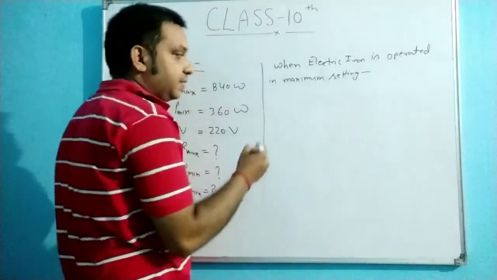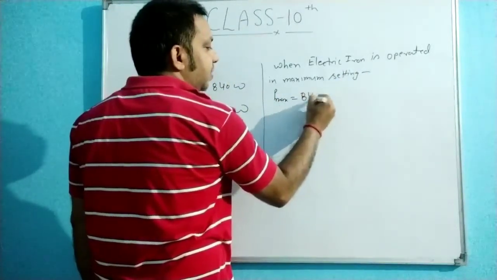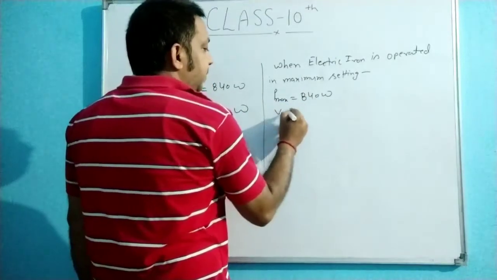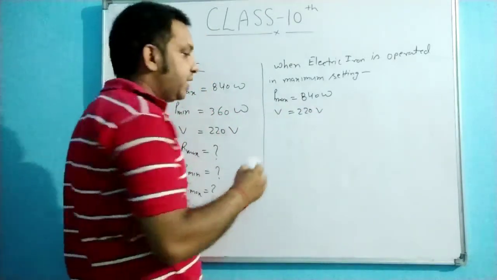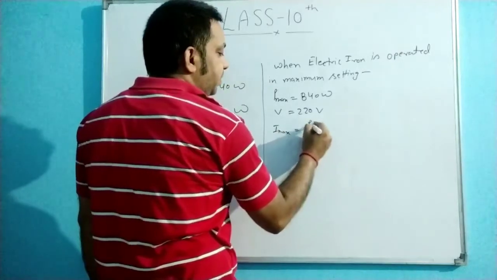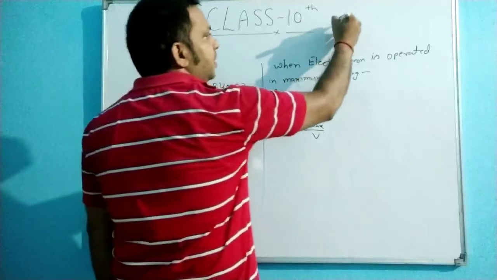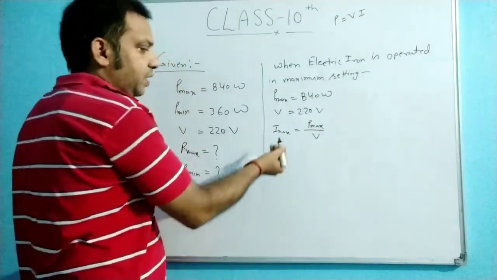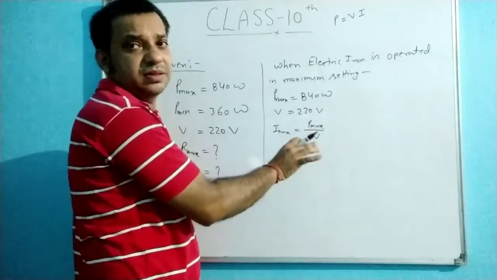So in that case, the P max is how much? 840 watt. Clear? And voltage is 220 volt. So according to the formula P is equal to V into I, I will get I max is equal to P max upon V, because I is equal to P by V. Because we are finding the maximum current, I max is equal to P max upon V.